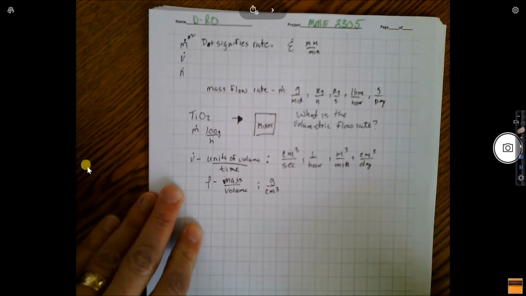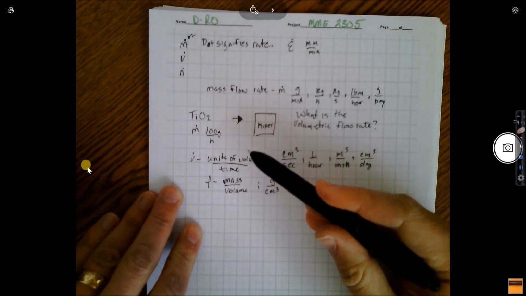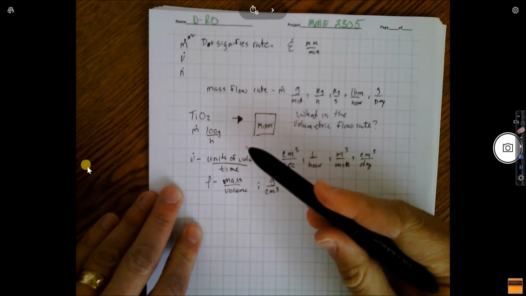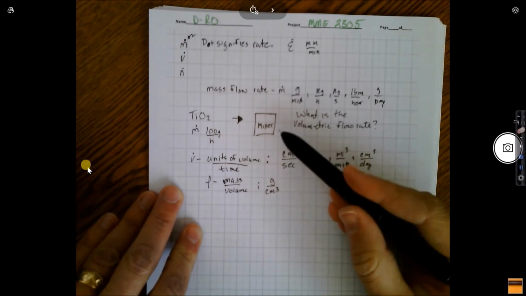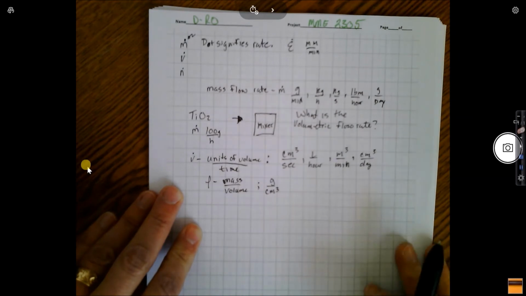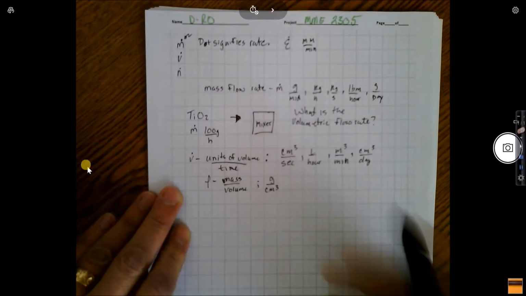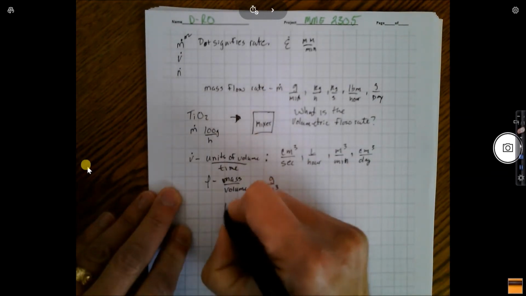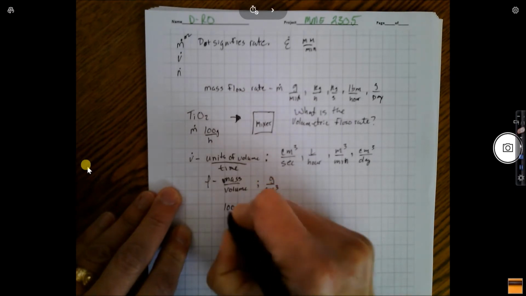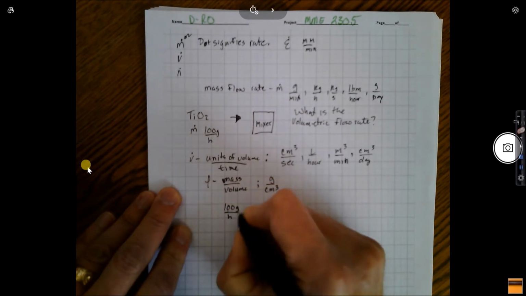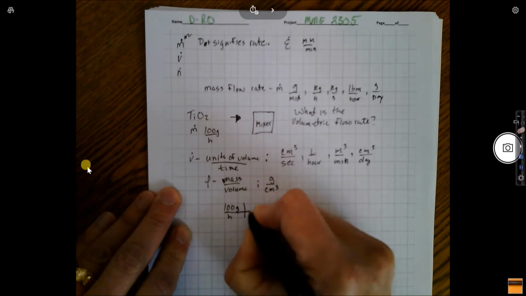Okay, so we take a look at our little problem we've made up here. We're flowing 100 grams per hour of titanium dioxide into this paint mixer, and we want to know what the volumetric flow rate of titanium dioxide is. So we start off with 100 grams per hour. We're using our railroad track method in this class.